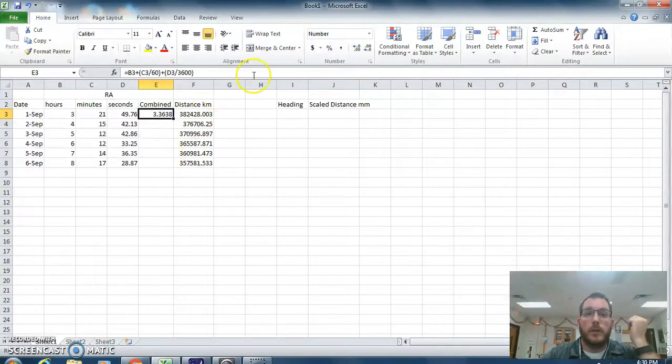It may calculate more, so you can always use one of these buttons up here to adjust the number of decimals. Now, one way that you can copy this all the way down, of course, you're going to have a lot more data than what I have here.